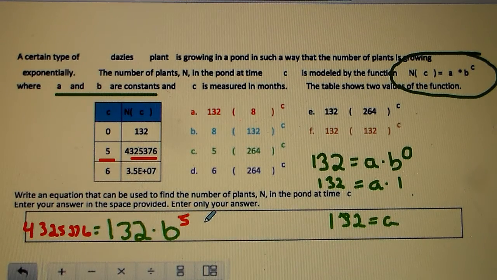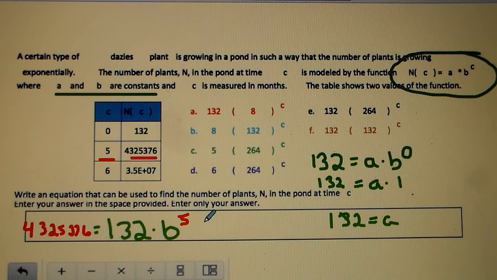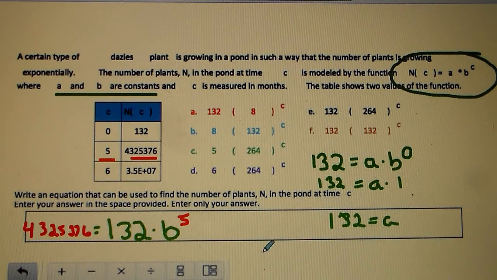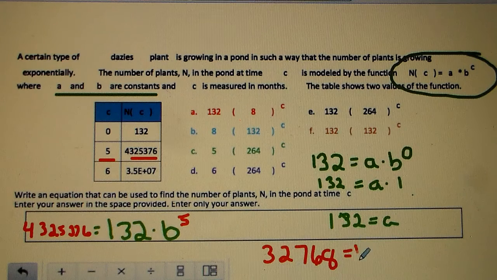Now our goal here is to solve for b. So we first got to take that big 4 million number and divide it by 132, and we get 32,768. So I'll write that on the board. 3, 2, 7, 6, 8, and that's equal to b to the 5th. Now we have to do the opposite of b to the 5th. The opposite of b to the 5th is the 5th root. So I do the 5th root to both sides.